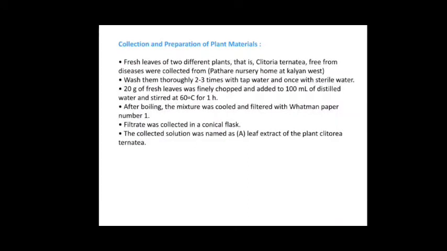Collection and preparation of plant materials. Fresh leaves of Clitoria ternatea, free from diseases, were collected from Pathare Nursery Home at Kalyan West. Wash them thoroughly 2 to 3 times with tap water and once with sterile water. 20 grams of fresh leaves was finely chopped and added to 100 ml of distilled water and stirred at 60 degrees Celsius for 1 hour. After boiling, it is filtered with Whatman paper number 1. Filtrate was collected in a conical flask. The collected solution was named as A. Leaf extract of the plant Clitoria ternatea.